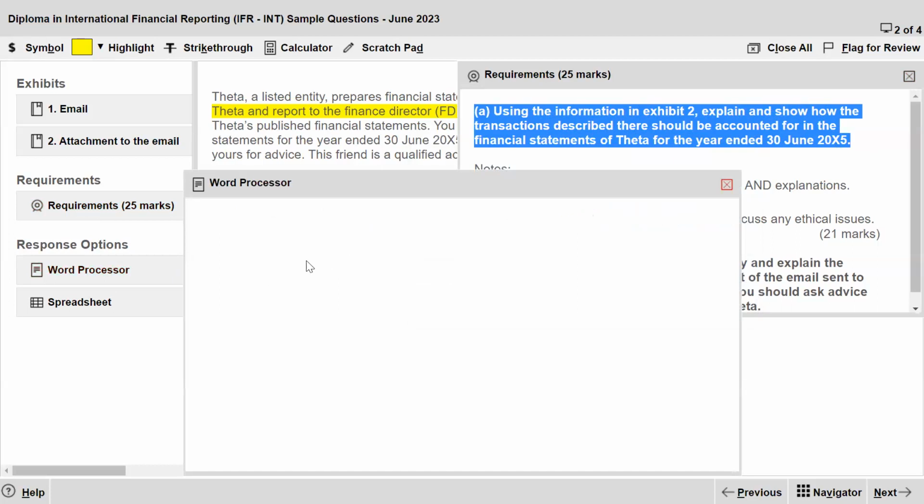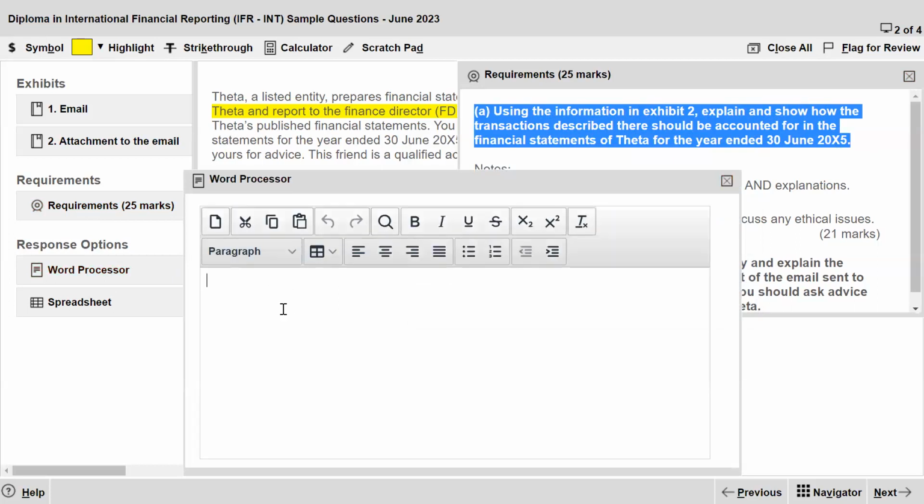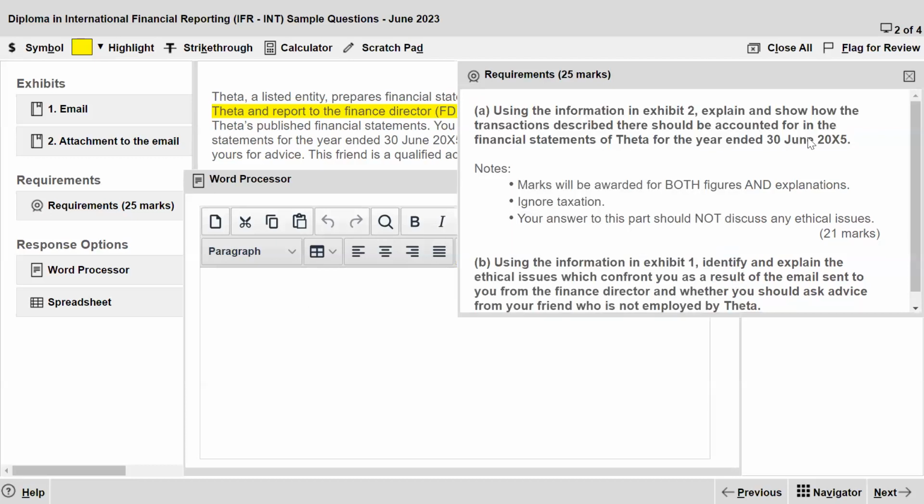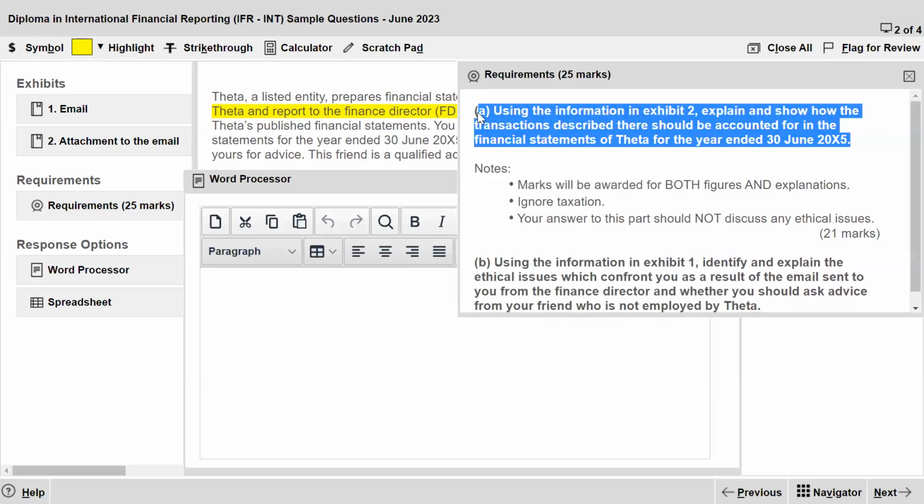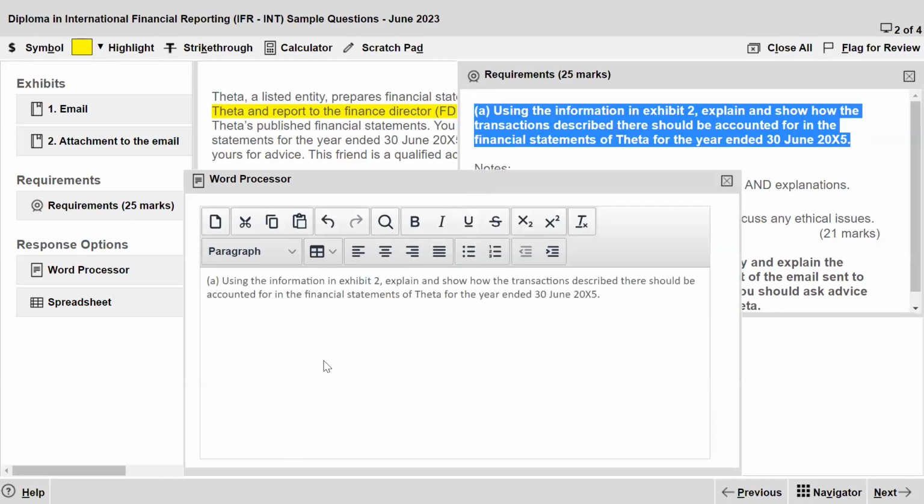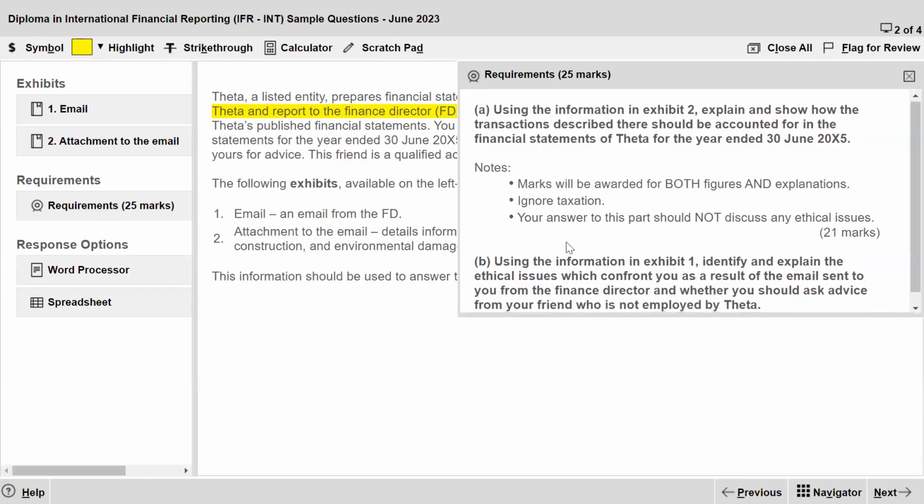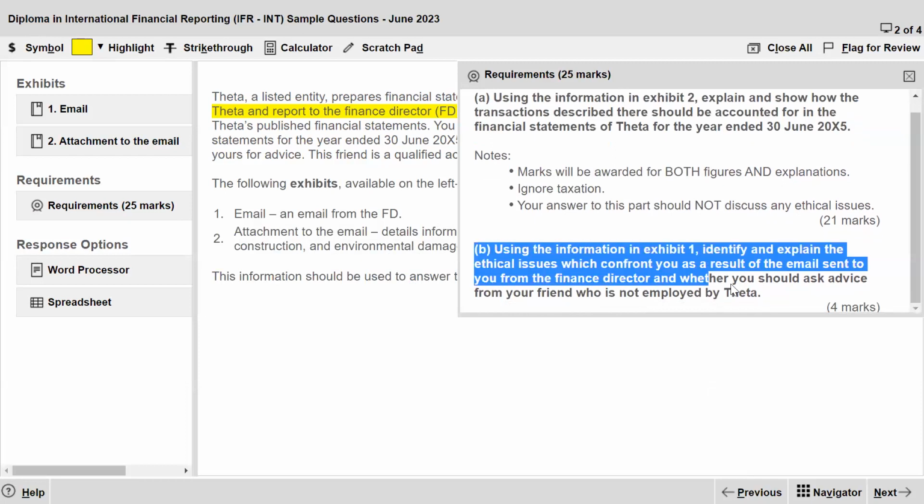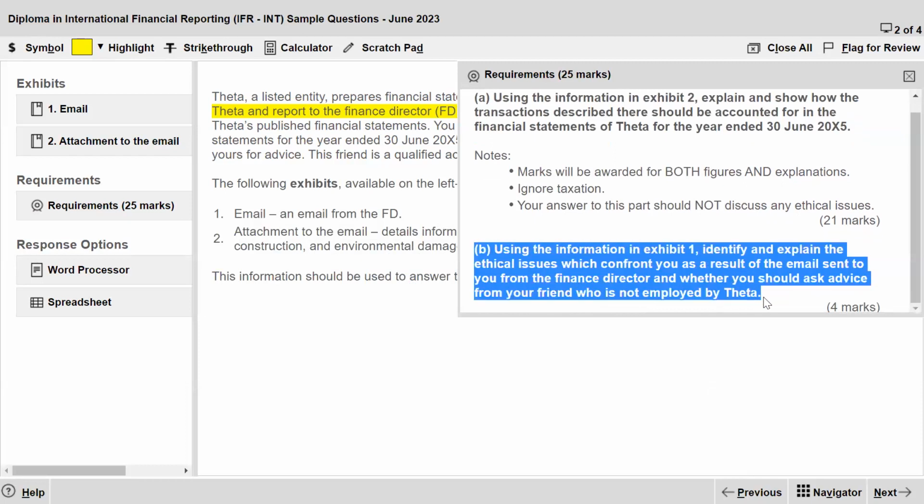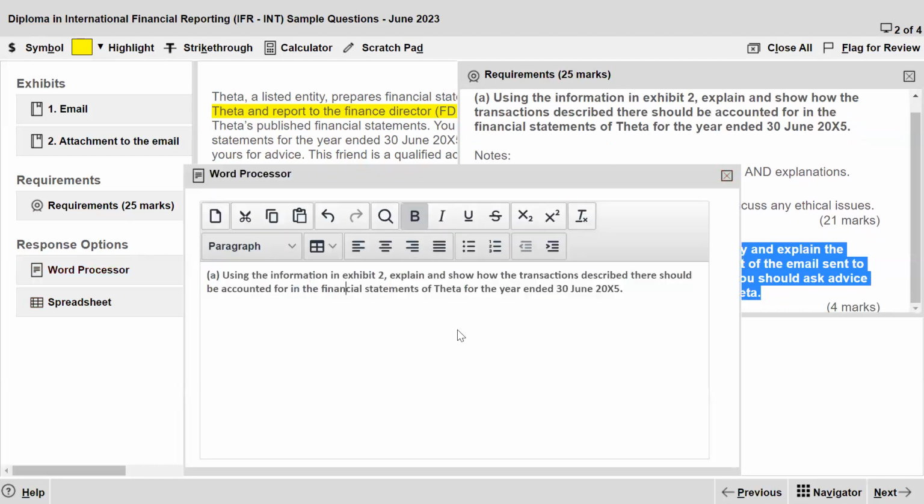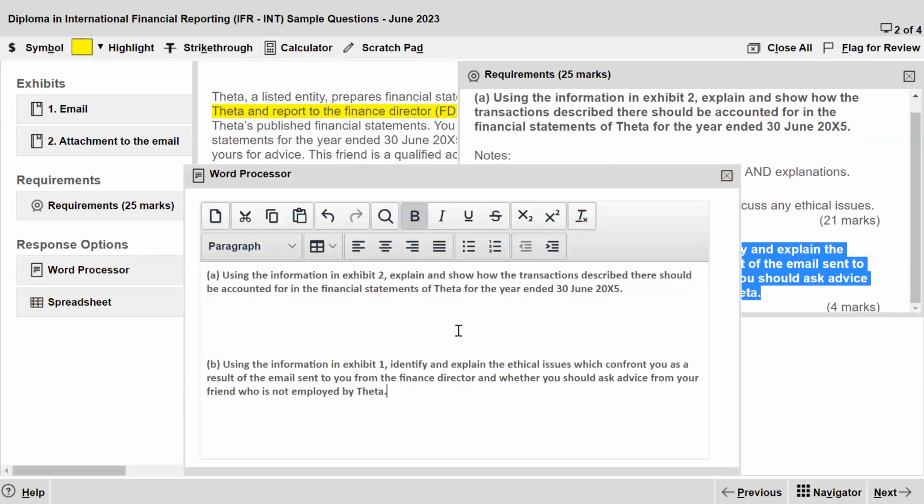So what am I going to do? I've been given one word processing document, and I've been given one document for the spreadsheet. So I'll be using both of them. I just copied it and pasted it here so that you know what is going on. Then it says using the information provided, he's asking for the advice, the ethical issue. Okay, we're just going to do that later on also.